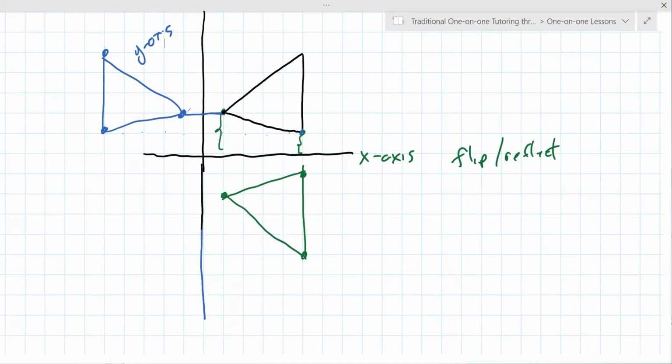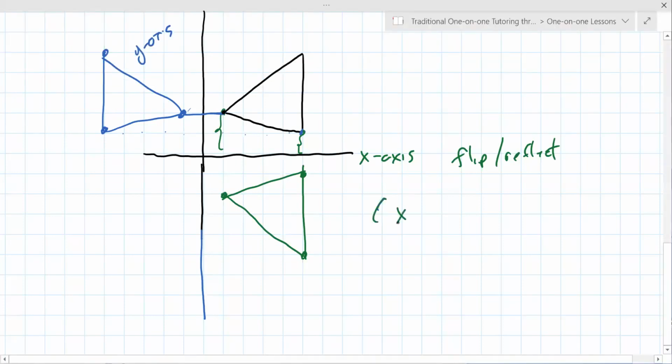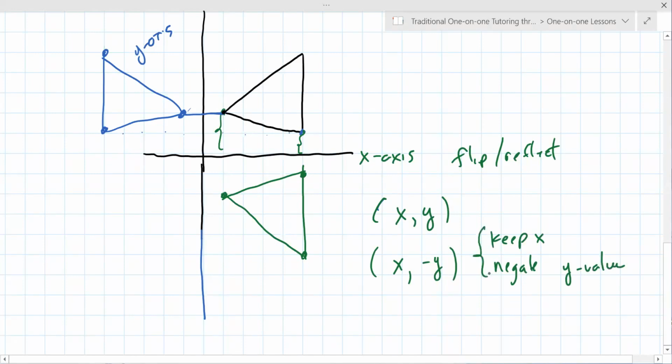Yeah, so there are definitions for when you go over the x-axis. If I give you a point, let me get the right color here, I'll do it in green. If I give you an x comma y, they end up having the same x, but you negate the y value. So you would want to simply say keep x comma negate the y value.